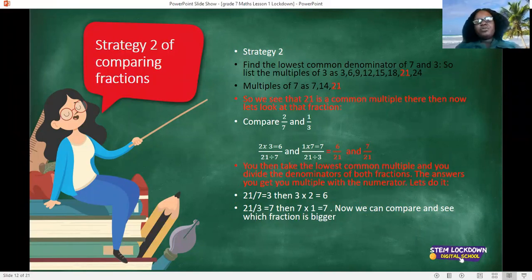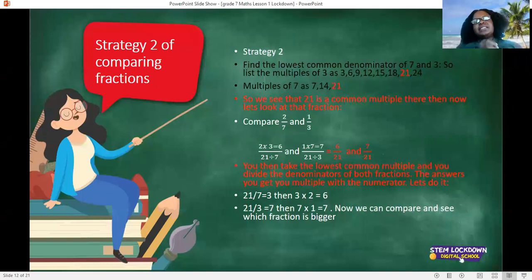And then we move on to strategy number 2. We have to find the lowest common denominator of 7 and 3. This one, your multiples need to be on point. Because if you miss one multiple, you're going to have a false denominator. So make sure that your multiples are on point. In grade 7, I'm sure by now you can sing multiples, you can dance multiples, if I can put it like that. So strategy number 2, you find the lowest common denominator of 7 and 3.